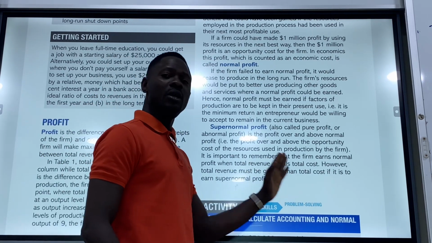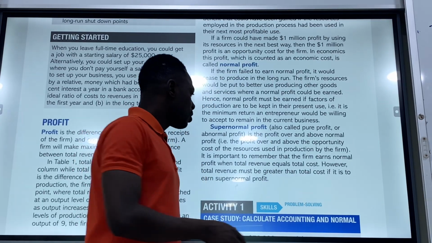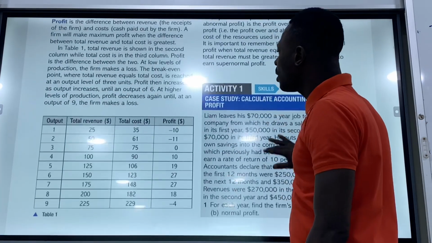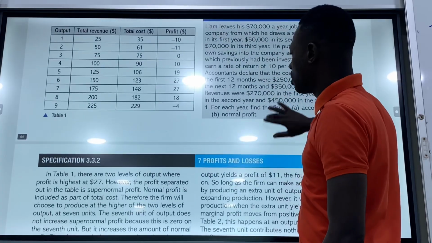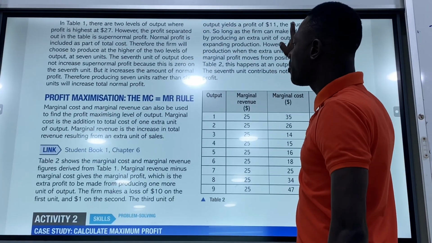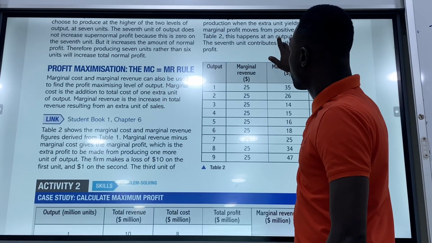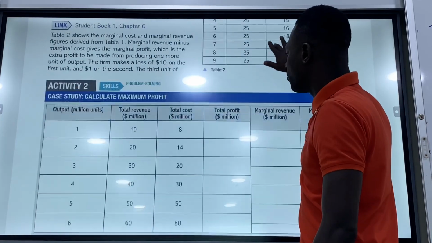That is how to earn supernormal profit. I think normal profit and supernormal profit is clear. So let's quickly go down to profit maximization, where we're going to stop for today.